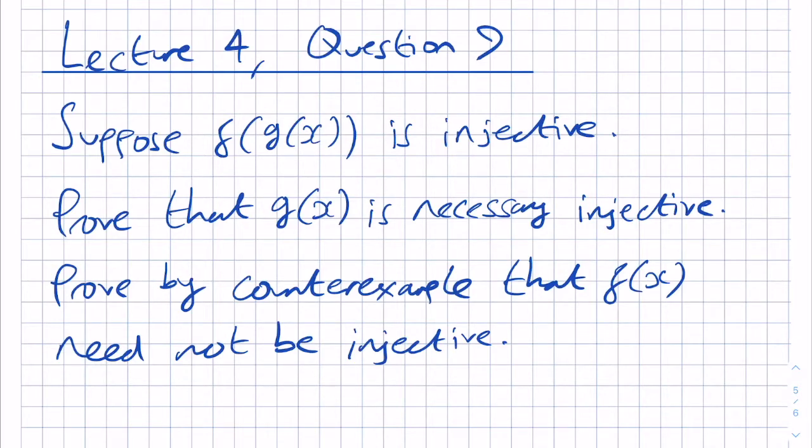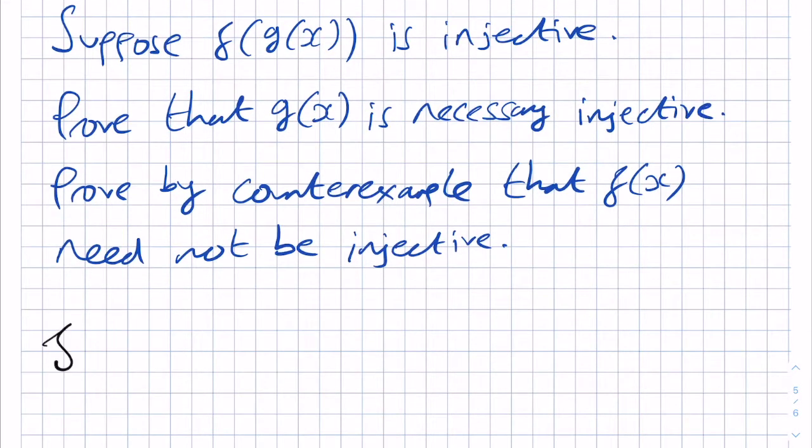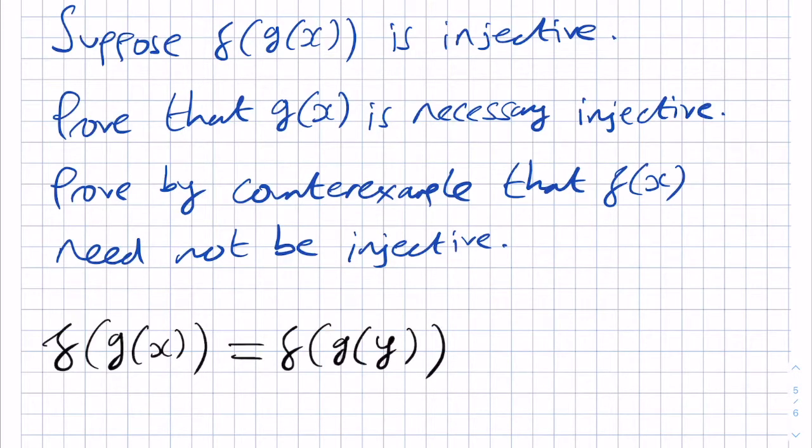So let's break down what we have that we can assume. We have that f of g of x is injective. So if f of g of x equals f of g of y, then this implies that x equals y by the definition of injectivity. We want to first show that g of x is itself injective.